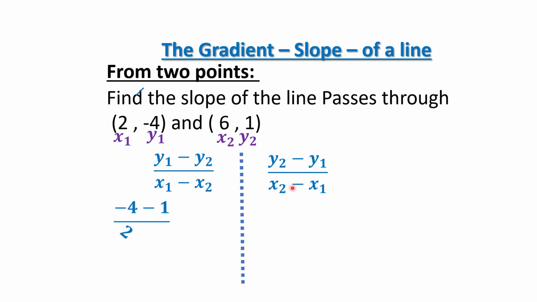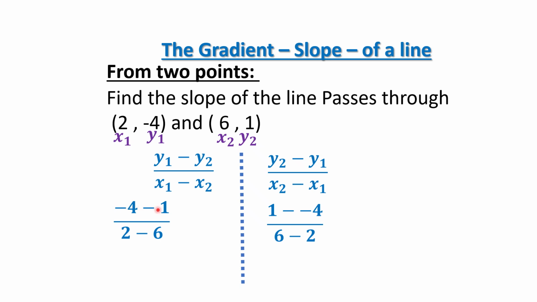We can just put them in: -4 minus 1 divided by 2 minus 6, so y1 minus y2 divided by x1 minus x2. If you use this other one, it's the same thing. The numbers will just change, the position of y2 will change. y2 is 1, y1 is -4, x2 is 6, x1 is 2. So it will just be 1 minus -4 divided by 6 minus 2.